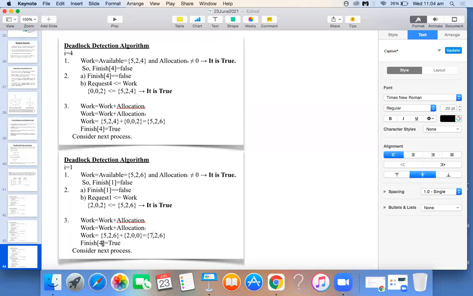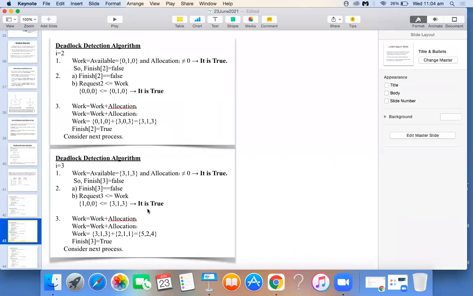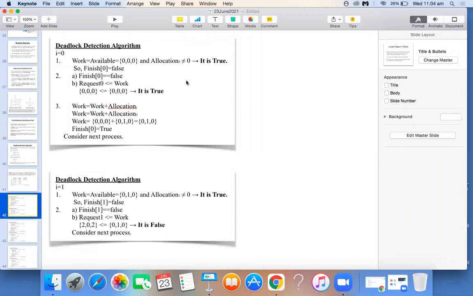So make finish of 1 equal to true. Okay. So now you have to stop. So whether all your processes have completed? Finish of 1 is true. Finish of 4 is true. Correct? Finish of 3 is true. Finish of 2 is true. And finish of 0 is true.